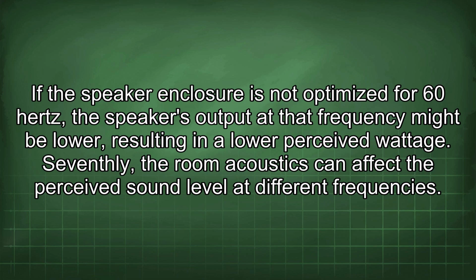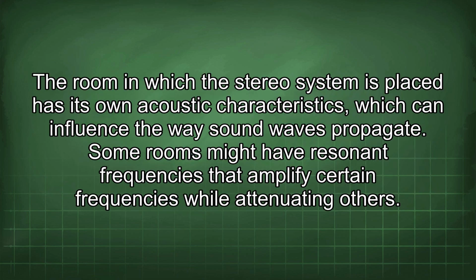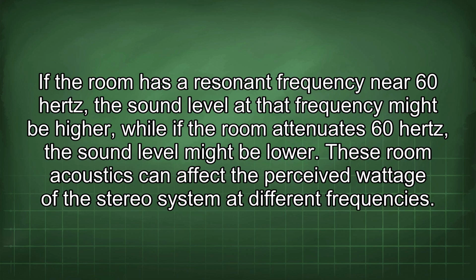Seventhly, the room acoustics can affect the perceived sound level at different frequencies. The room in which the stereo system is placed has its own acoustic characteristics, which can influence the way sound waves propagate. Some rooms might have resonant frequencies that amplify certain frequencies while attenuating others. If the room has a resonant frequency near 60 Hz, the sound level at that frequency might be higher, while if the room attenuates 60 Hz, the sound level might be lower. These room acoustics can affect the perceived wattage of the stereo system at different frequencies.